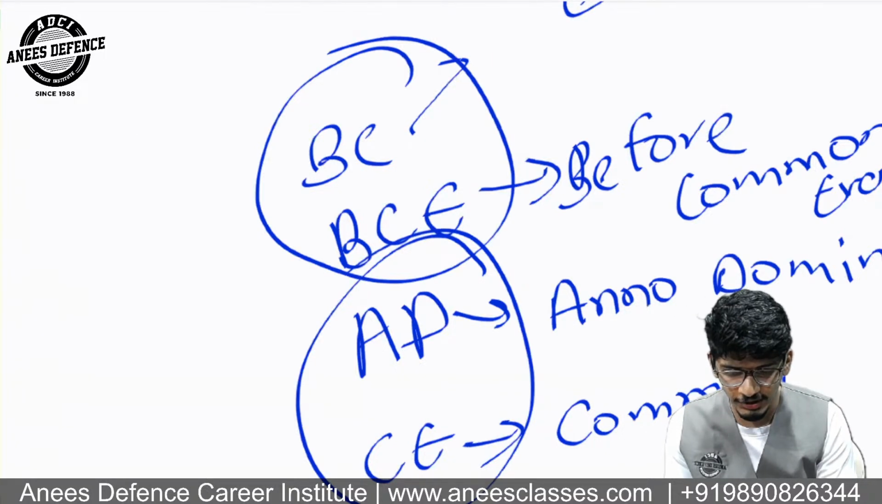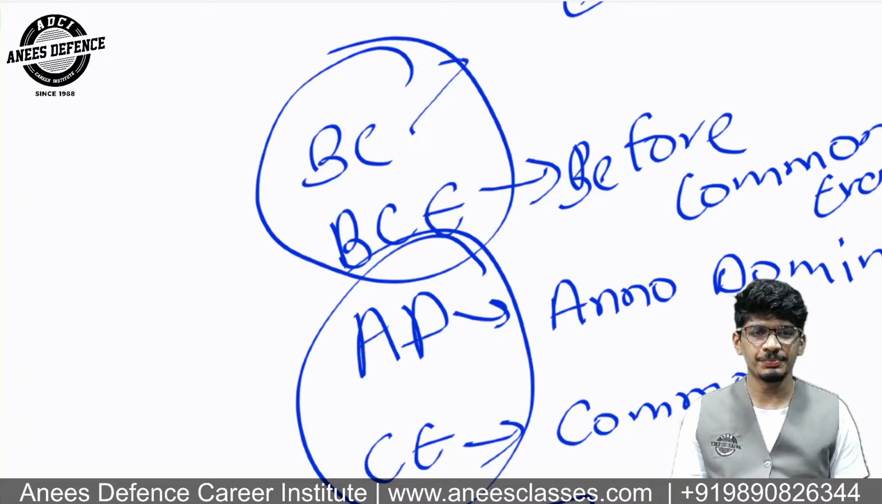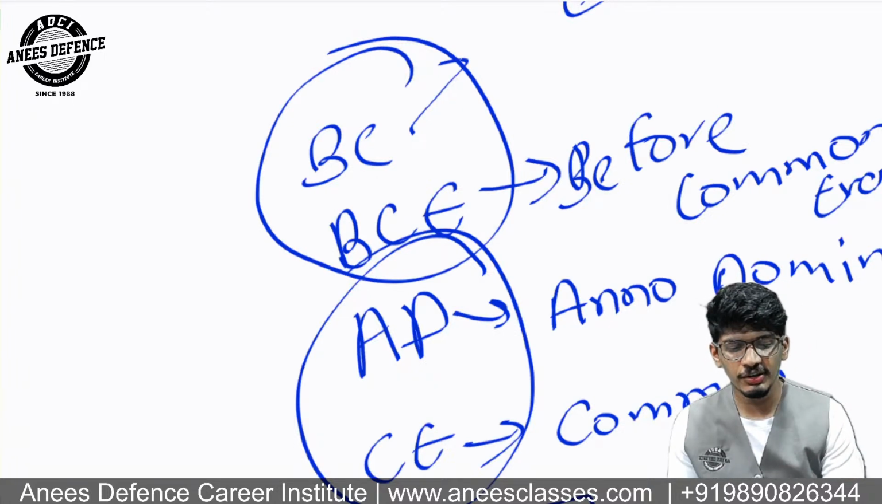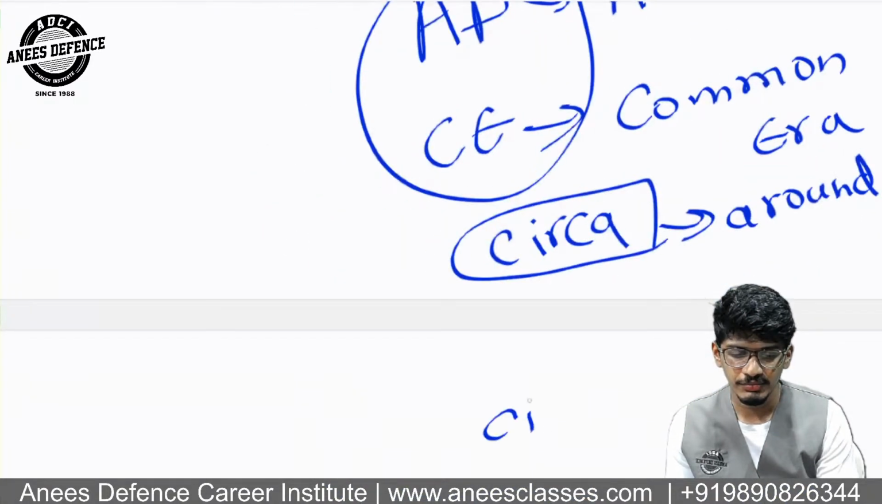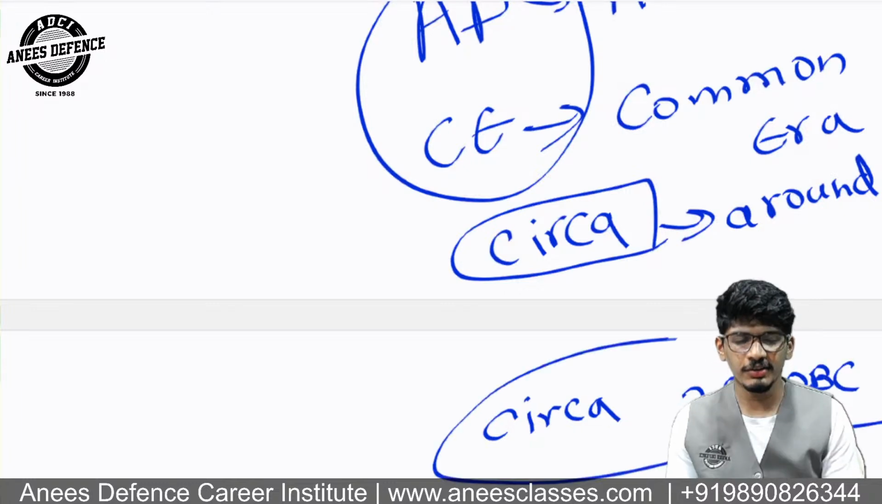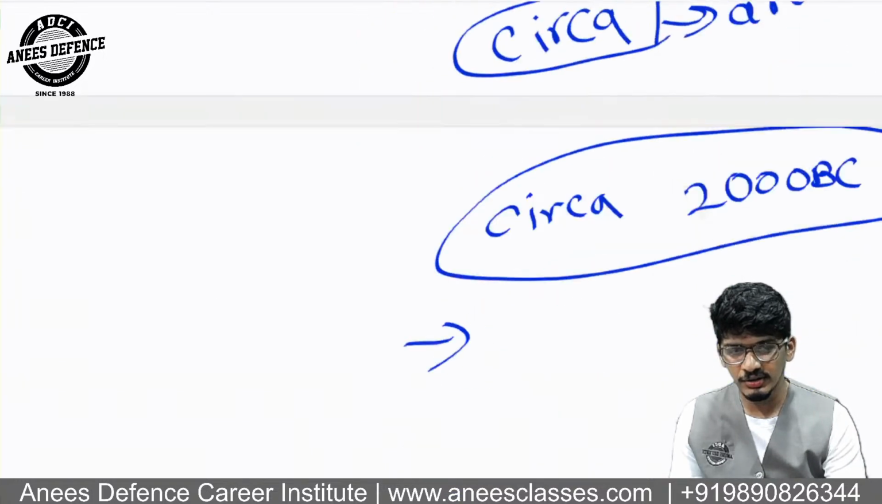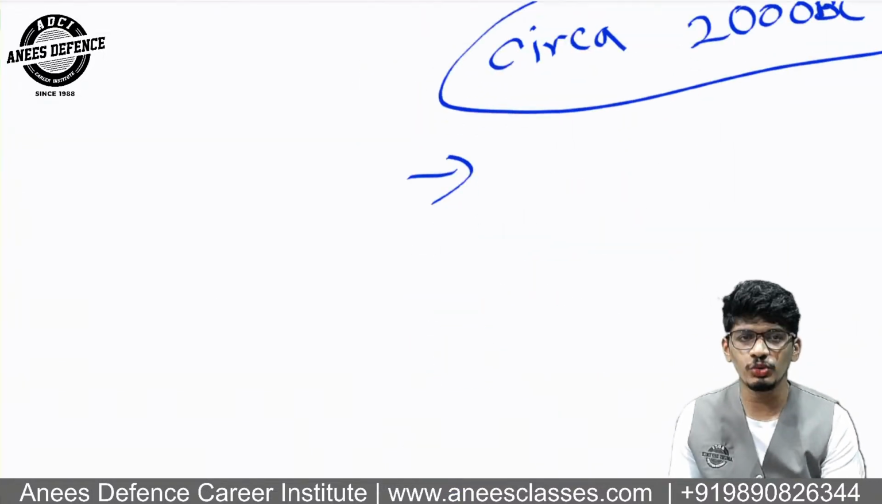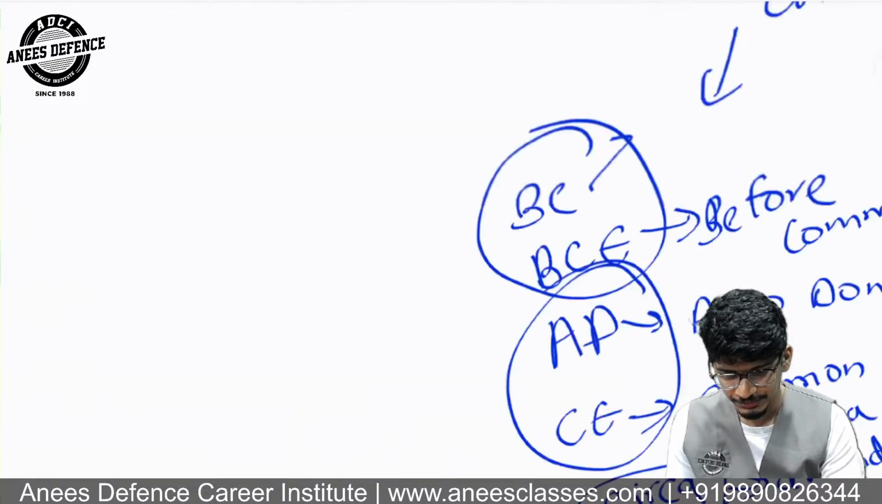Also, in some books, you will find the word circa. Now, circa means when the scholars are not sure about a date, they write the word circa. This means around that period. Now, if somewhere it is written circa 2000 BC, the exact date is not known, but scholars consider that the particular event happened around 2000 BC, to be on the safer side.